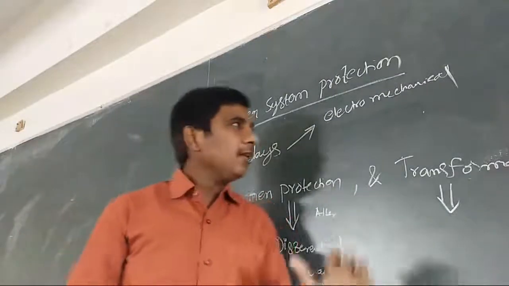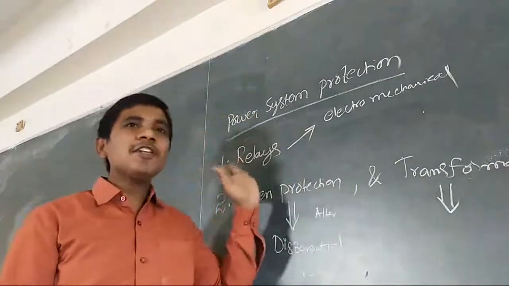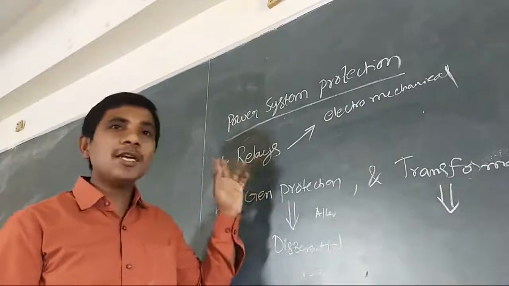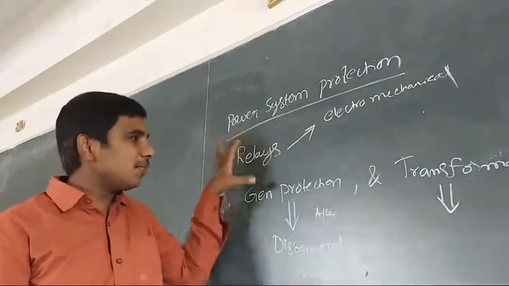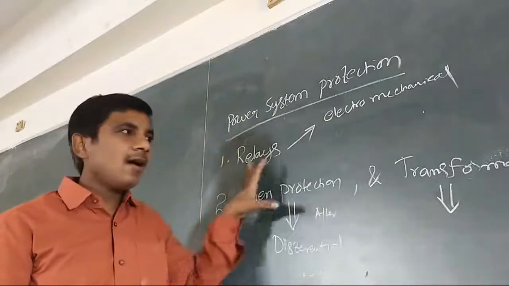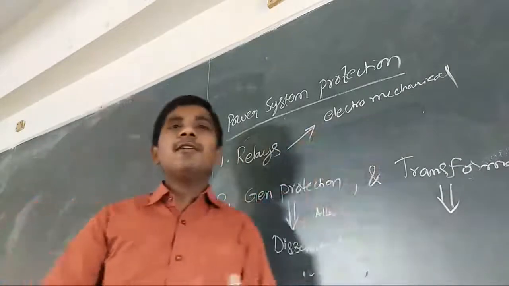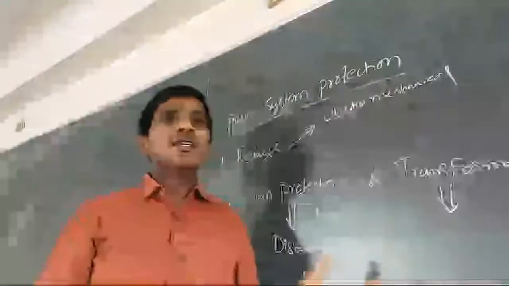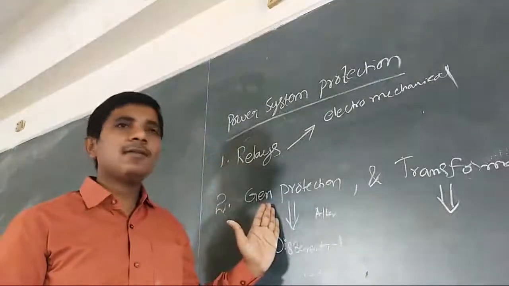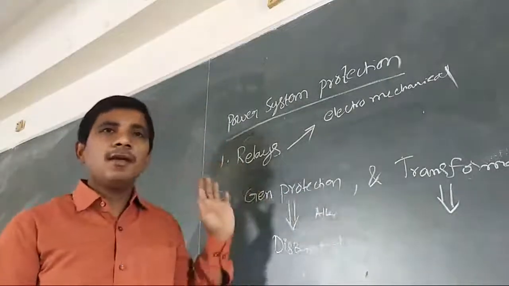Again, I am repeating: if you understand the relays, their functions, how they work and the principles, then the same principles we apply for generator protection and transformer protection. That means the key points all come under unit 1. After that, the application of relays covers the entire 4 units.